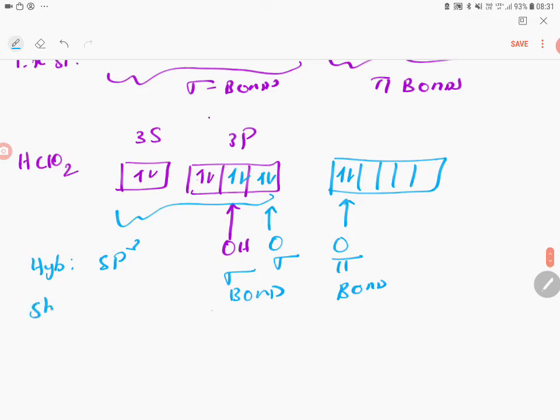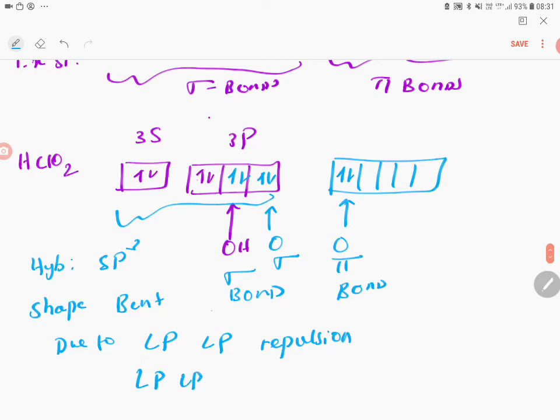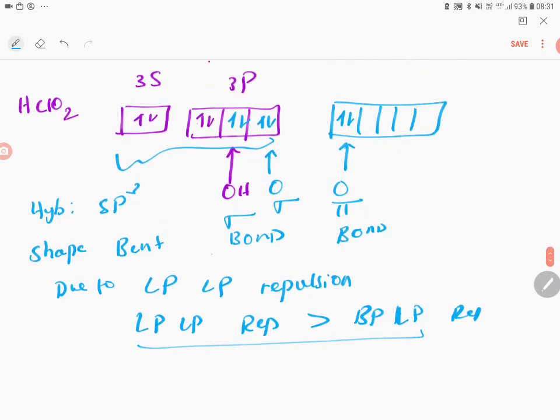And the shape is bent. Why is it bent? Due to lone pair repulsion. All of you know that lone pair-lone pair repulsion is greater than bond pair-lone pair repulsion according to VSEPR theory. Now coming to the shape.